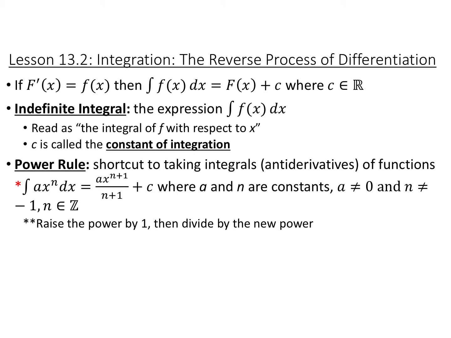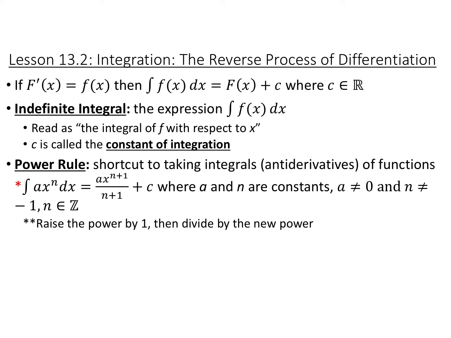All of these antiderivatives that we found, they are one possible antiderivative for the given function. Now we're going to talk more specifically about a family of antiderivatives. So if we're given that capital F prime of x is equal to f of x, then the integral of f of x dx is equal to our function before you took the derivative, F of x, plus c, where c is a constant real number. This is called an indefinite integral because we aren't given limits of integration. We aren't given a lower limit and an upper limit. So it's read as just the integral of f with respect to x, or f of dx. And this is called the constant of integration, this plus c on the end.